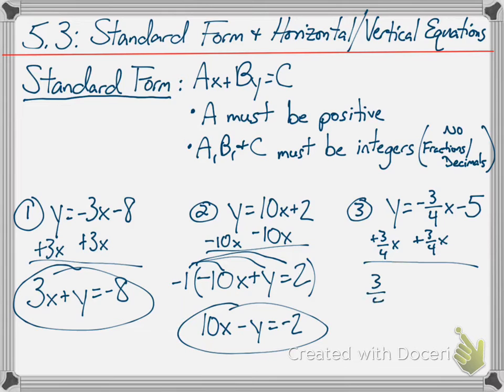So we have 3/4 x plus y equals -5. Second thing, the a value must be positive. I see positive 3/4, so that's good. But the biggest thing is everything's got to be an integer. We can clearly see 3/4 is not an integer.